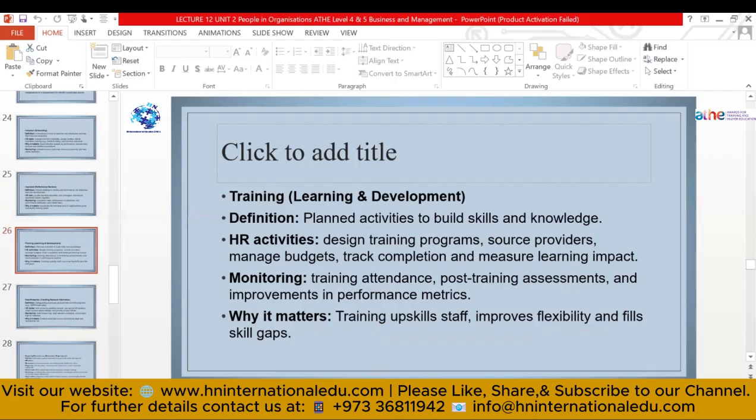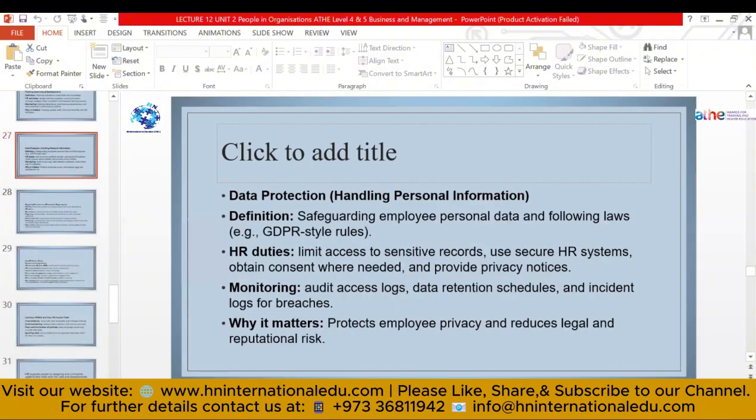Training, that is learning and development: planned activities to build skills and knowledge, the workshops I was talking about earlier as well. Design the training programs, source providers, manage the budgets, track the completion, and measure the learning impact as well. Monitoring: training attendance, post-training assessments, and improvements in the performance metrics of the KPI indicators. Why it matters: it upskills staff. When you provide training to the existing employees, they are able to move towards their upper designations. It improves flexibility and fills the skill gaps as well. If there is a gap in the organization, we can fill it with these people.